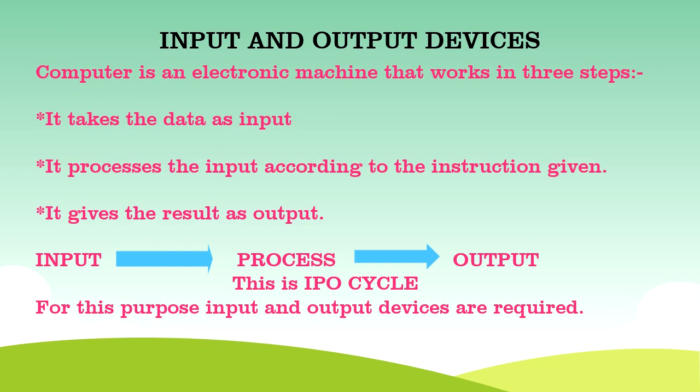Next, we can learn about input and output devices. Computer is an electronic machine that works in 3 steps. It takes the data as input, processes the input according to the instruction given. It gives the result as output. That is input, process, output. Input, process, output cycle. This is the IPO cycle. For this purpose, input and output devices are required.